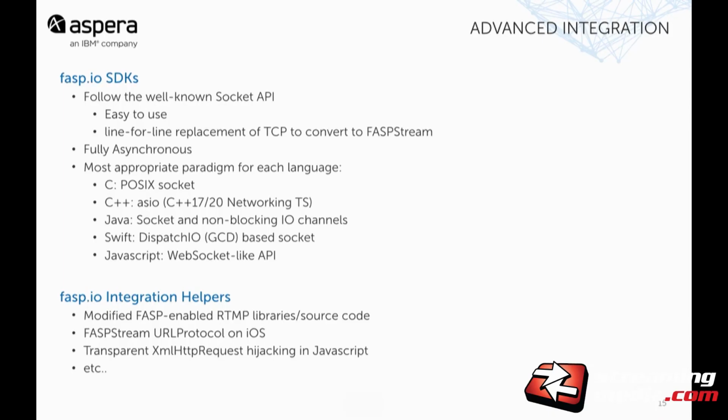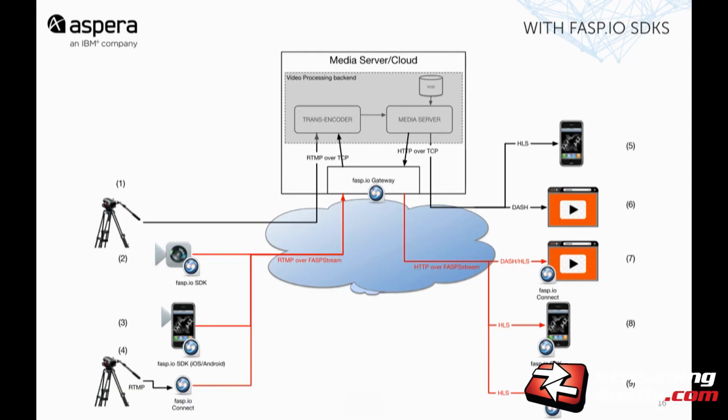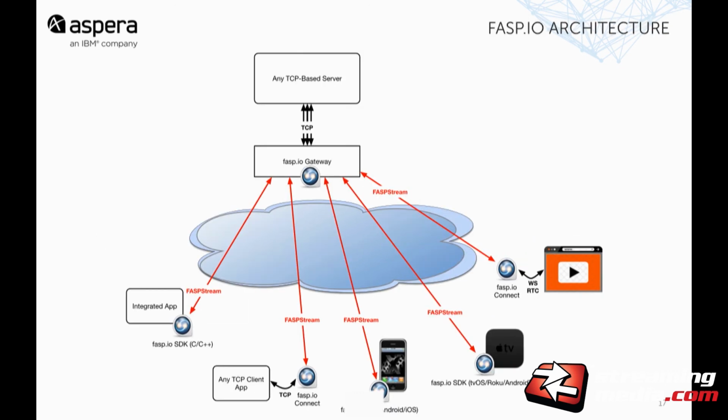And on top of that, we also provide helpers where we go the extra mile. If you are in an RTMP scenario, we can give you a modified version of librtmp to ease your pain. On iOS, we can give you a URL protocol hook. In the browser, we can hijack the XMLHttpRequest. So that's really a couple-line change for you to do. So this is the full picture with the SDKs. You could see we can do an ingest from an iPhone and a playback on an Apple TV. And just to say that this is a generic architecture that can work for any scenario, really.